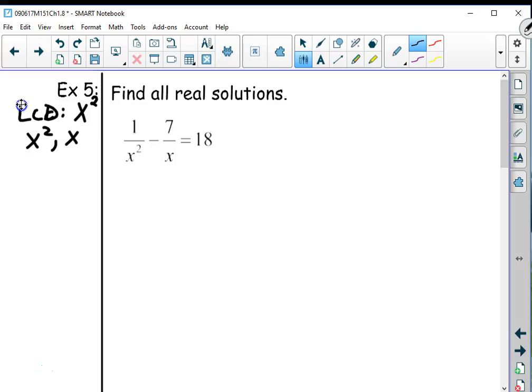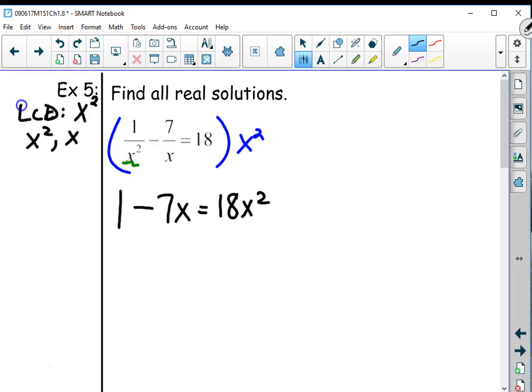I'm going to multiply everything by x squared. And here, as opposed to writing it all out separately, I'm going to hope that I can do my canceling easily. So when I'm looking at the first term, that x squared completely cancels the denominator. So I get 1. Here's my negative. One of the x's in the x squared cancels the x in the second denominator. So I get 7x. That leftover x gets multiplied and equals 18x squared.